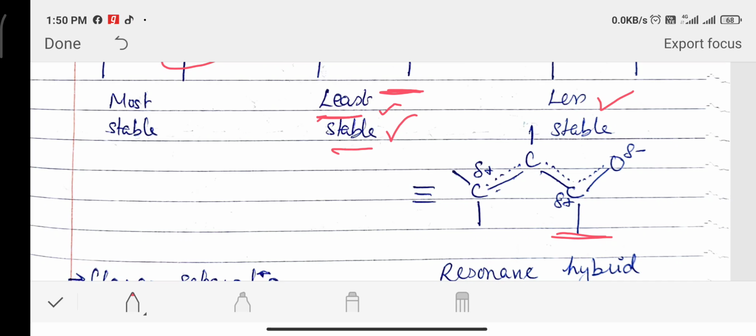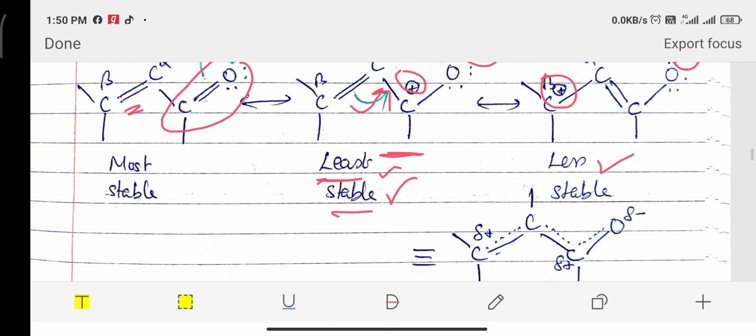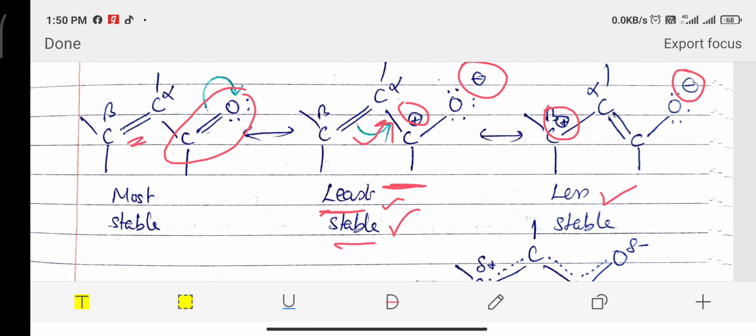So the stability of these various structures is as follows. The first structure is the most stable because it has no charge separation. In the second structure, the positive and negative charges are closer to each other, so it is least stable, and the last structure is less stable because in this the positive and negative charges are somewhat far away. So out of these structures, the first is the most stable, then the last structure, then the central structure, which is the least stable.